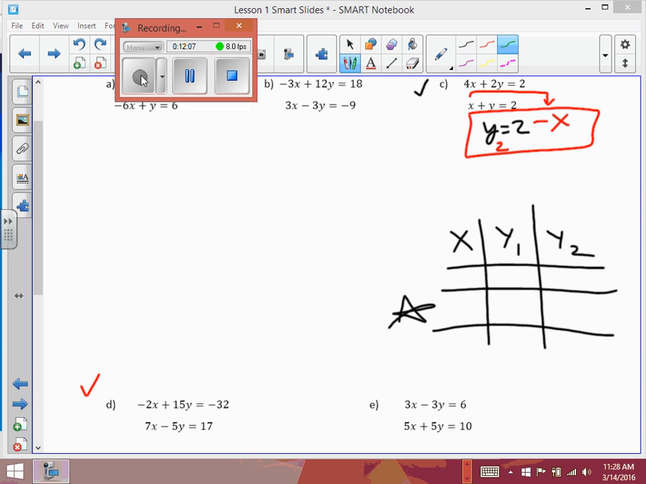Here's what I'm going to do on the second one. I'm going to put the 4x on the other side, so it's going to be 2 minus 4x. And the number in front of the y is going to be the bottom of the fraction. So hopefully they can see 2 minus 4x all over 2. If they can't see it, I'm going to show it: move, divide, move, divide. Let's write it over here in green, just because I need space.